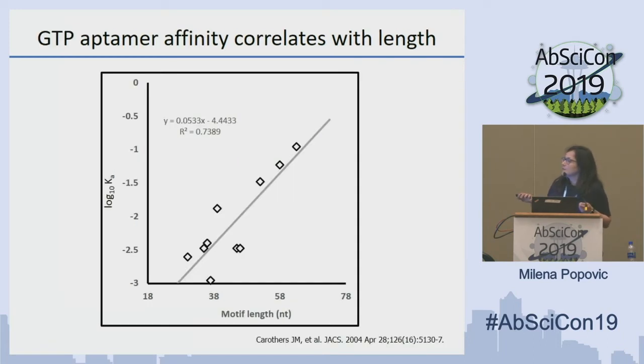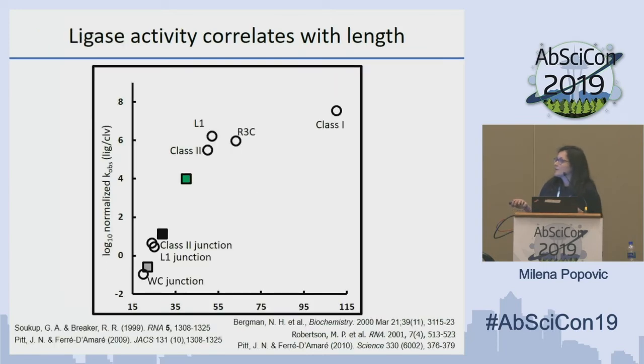We also did a bit of a literature search, and from the literature search, we find that there is this activity length trend among both aptamers, so for all functional RNAs, such as the GTP aptamer, and also other ligases. So we have here just a survey of different ligase activities that have been published.